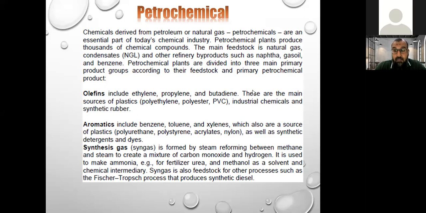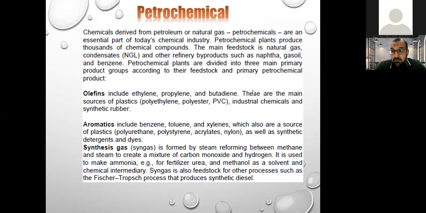Why? Because we need to produce thousands of chemical components. We need to have a lot of chemical components required in our life. The main feedstock of these chemical components is the natural gas condensate, like natural gas liquid, which is liquefied natural gas, and other refinery byproducts like naphtha, gasoline, benzene. All these petrochemical plants are divided into three main primary groups.